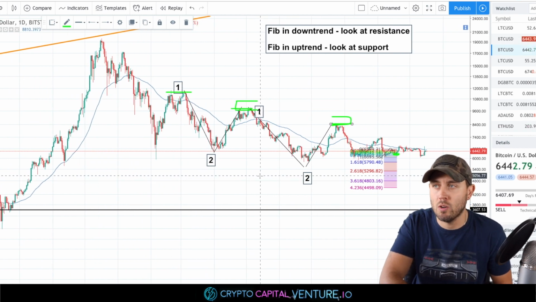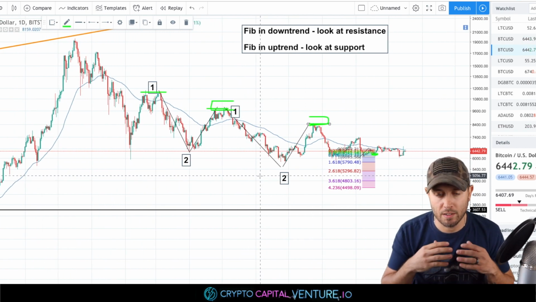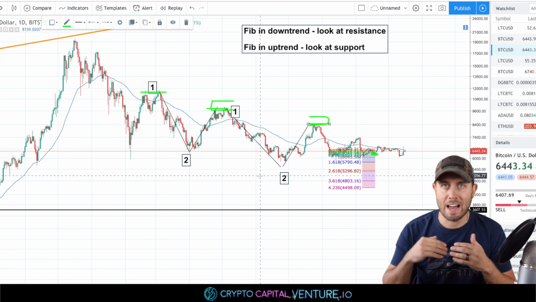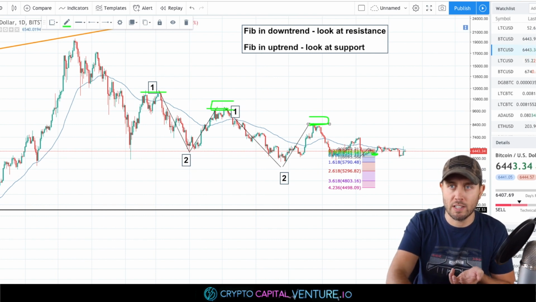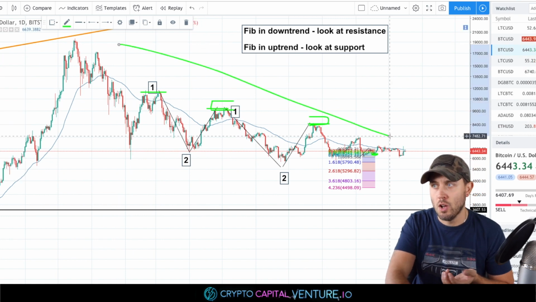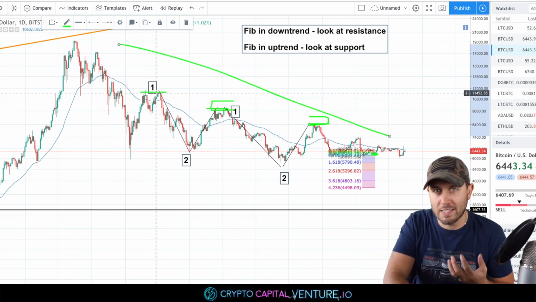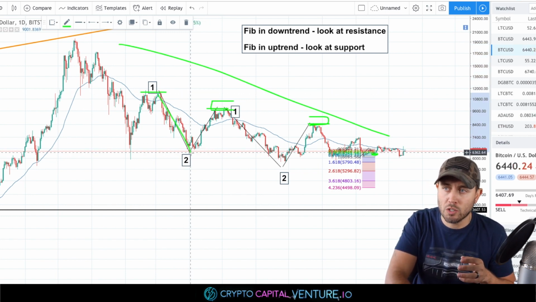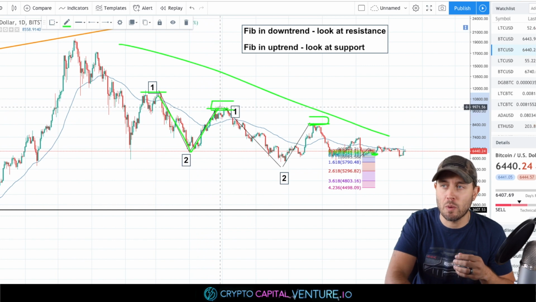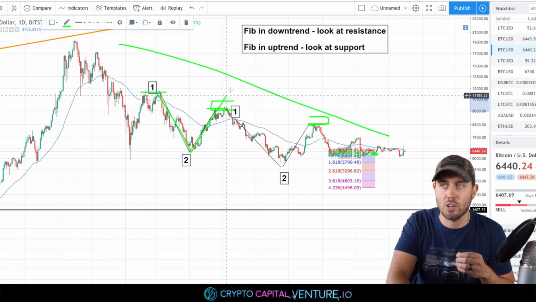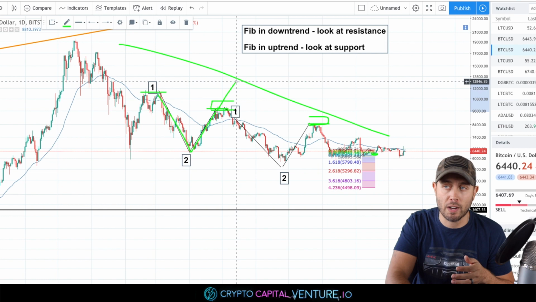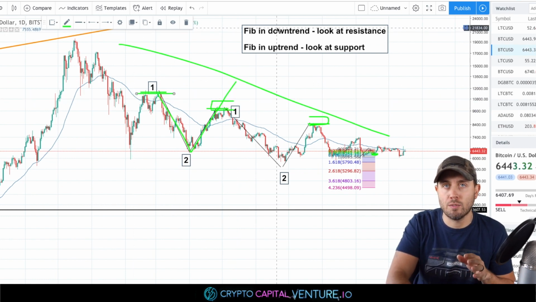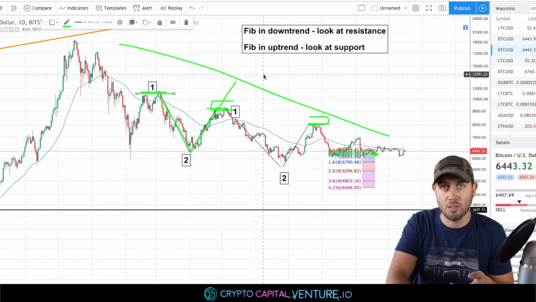Another thing I want to point out: when you're using the Fibonacci retracement tool in a downward trend, and Bitcoin obviously has been in a downward trend, you're looking mostly at resistance, because we're always trying to find that breakout area. We're always looking at that 618 for resistance, because when we finally break the 618, that means we may start turning around in the market and breaking previous lower highs. So in a downtrend, we're looking for resistance. In an uptrend, we're looking for support.